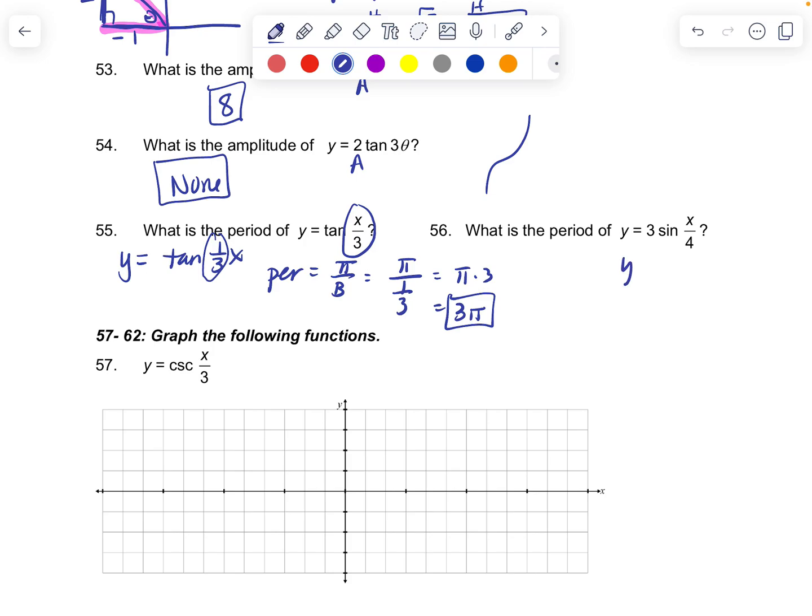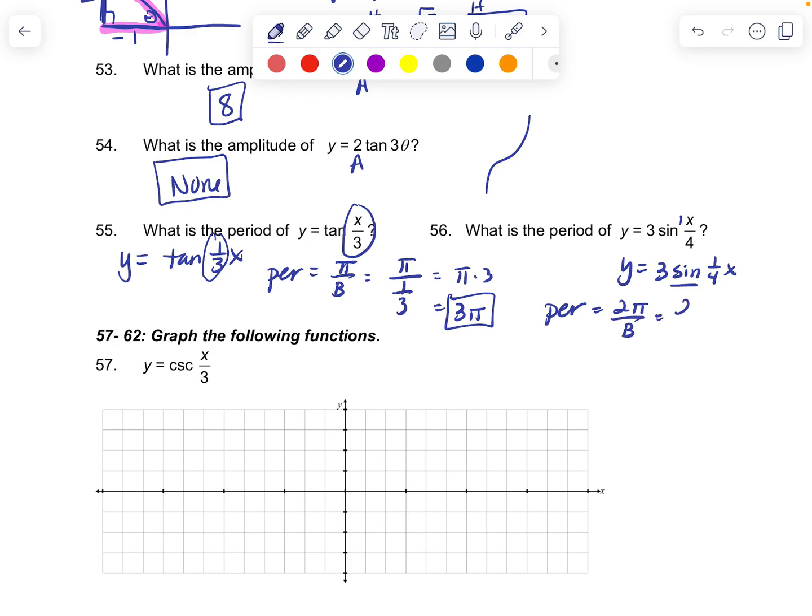Okay, 56. Again, same trick here. We write this as y equals 3 sine of 1/4 x. Bring that 1 out so you can really see the number in front of the x. The period for a sine or a cosine or a secant or a cosecant, the formula for this one's a little bit different. This is 2 pi over b.